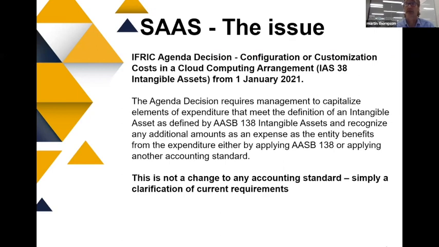At its core, and really the unbolded piece on the slide there is the core of it, the agenda decision requires management to capitalise elements of expenditure that meet the definition of an intangible asset, and other amounts are expensed. And thinking about that practically, what does that actually mean?